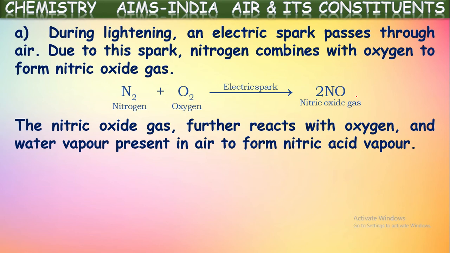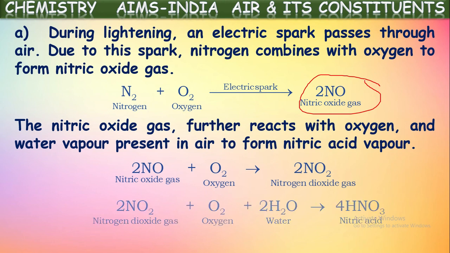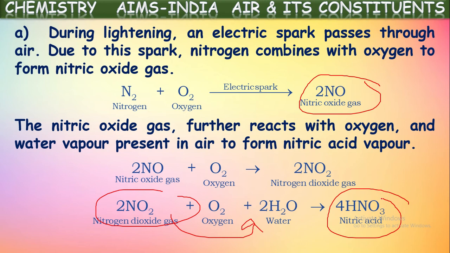So what happens? This formed nitric oxide further reacts with oxygen to form nitrogen dioxide gas. This nitrogen dioxide gas dissolves in the water, in the rainwater, otherwise water vapor present in the air. So when this nitrogen dioxide gas dissolves in the water or water vapor or rainwater, it forms nitric acid vapor.